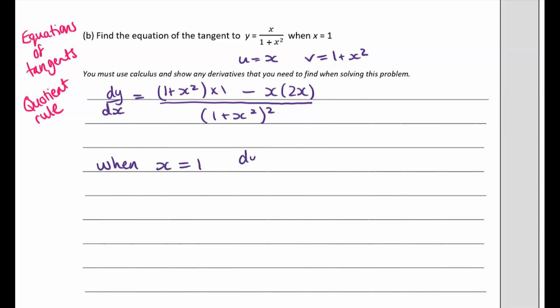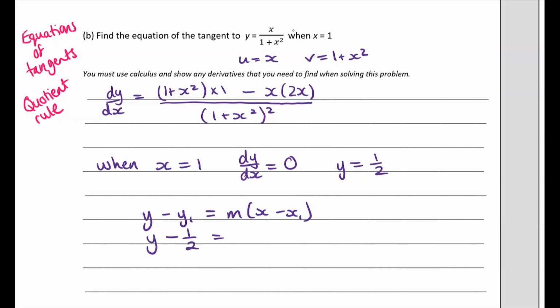When x equals 1, dy by dx will be, if we put 1 into each of those places, you will actually have that come out as 0. And y will be equal to a half simply by putting x equals 1 into this y equation just here. So now we've got the gradient and a point on the line. So y minus y1, x minus x1 is our equation of a line formula. So y minus a half is equal to 0, x minus 1. So y minus half is 0, or y equals a half is our line.